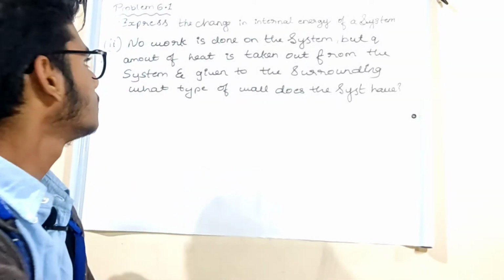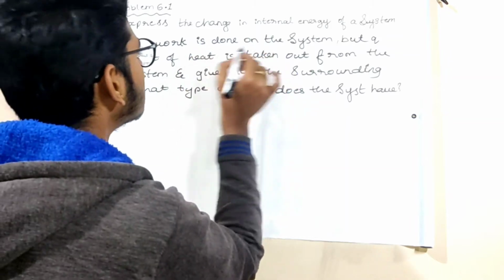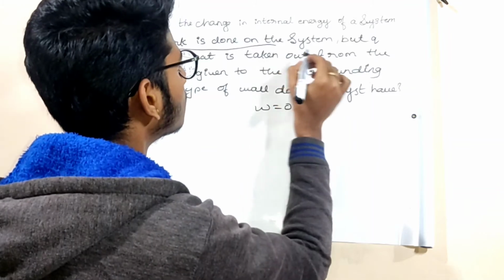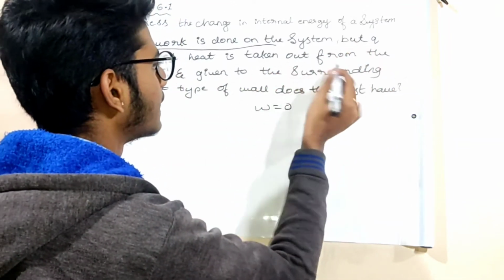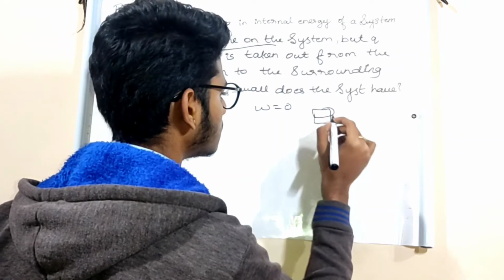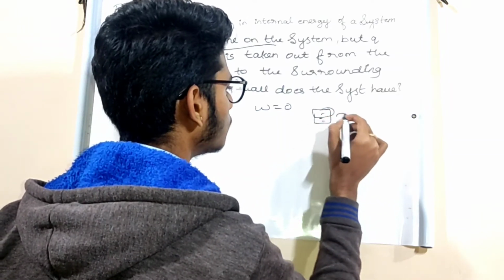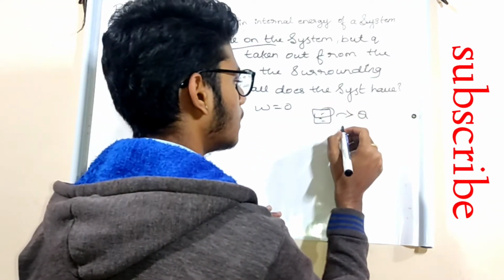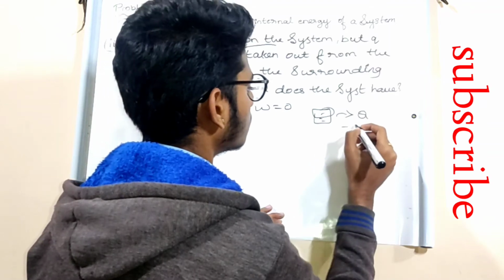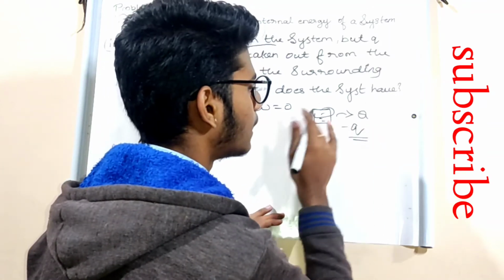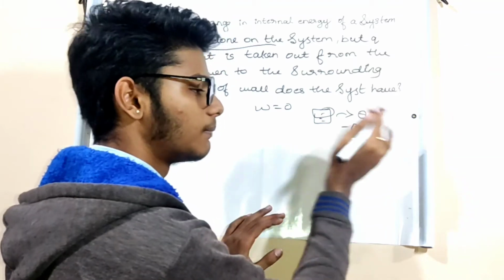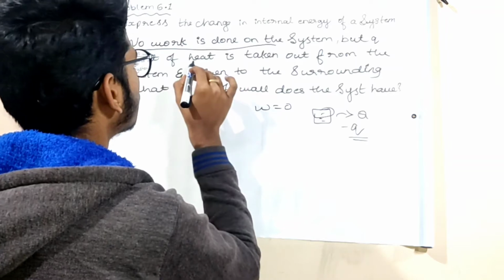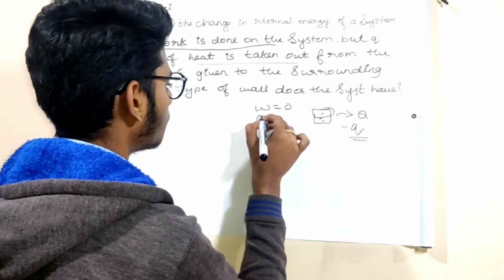Now see the second question. No work is done on the system, but Q amount of heat is taken out. If this is the system, Q amount of heat is taken out. When heat is supplied to the body, Q is positive. When heat is taken out, Q is negative. Here Q amount of heat is taken out, so Q is negative.